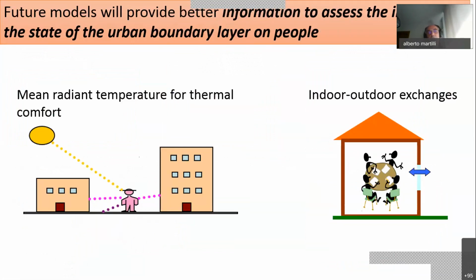And we will need models able to assess in a better way the impact of the urban boundary layer structures on people. For example, for thermal comfort, I think we will need to develop more and more models that are able to estimate mean radiant temperature, which is a key variable to assess thermal comfort. And so far, I think very few atmospheric models are able to do this. We'll need models that are able to estimate better the exchanges between indoor and outdoor, of both heat and pollutants, for example, because people spend a big part of the time inside.